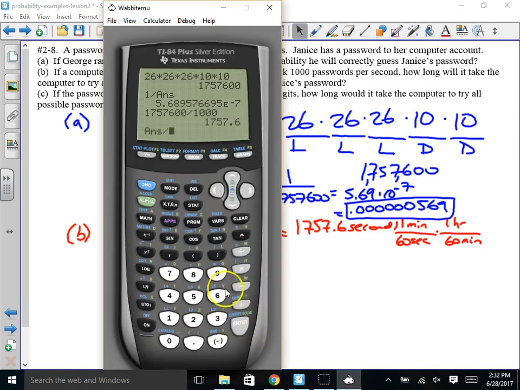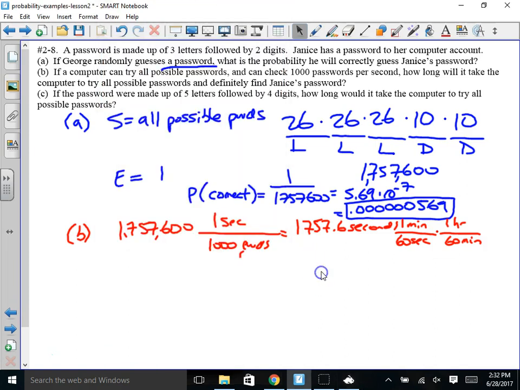So let's do that. Let's divide that by 60. That's how many minutes it would take. Actually, that's as far as I want to go, right? It's going to take 29 minutes. So I don't need to convert to hours. This would take about 29 minutes. So that's actually not very long for the computer to try all those passwords out.